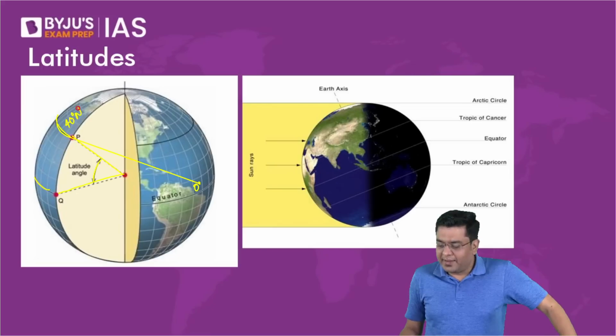And does the sun's distance also affect the earth's seasons? No, it does not. Okay.